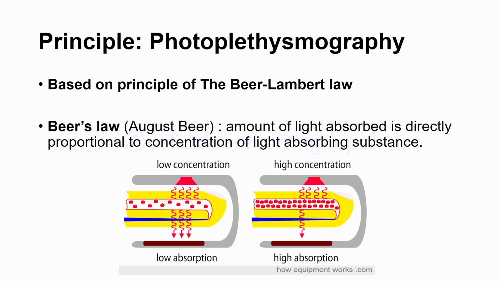This is the two-law principle. Beer's law says that the amount of light absorbed is directly proportional to the concentration of the light-absorbing substance. That means if there is a low concentration, there will be low absorption, and similarly, in a high concentration, there will be high absorption of the light.